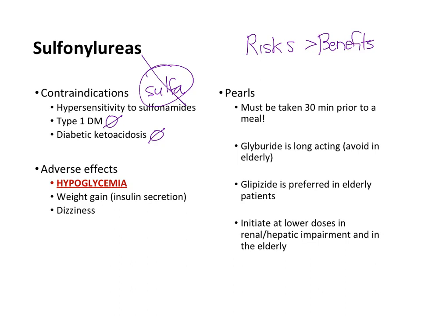The main adverse effect of sulfonylureas is hypoglycemia. It is real and it is very risky in patients who are more at risk for low blood sugars, who are elderly and at more risk for falls. These drugs can cause some weight gain because they do increase our insulin secretion, and they can have an effect of dizziness, usually related to the hypoglycemia.